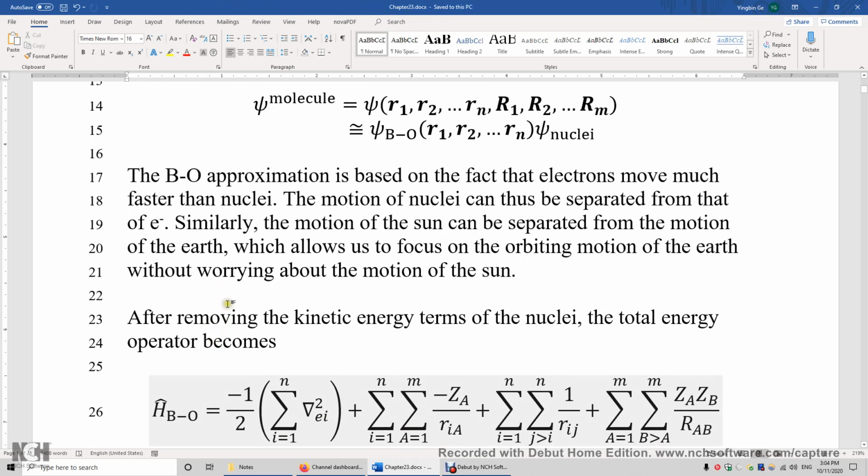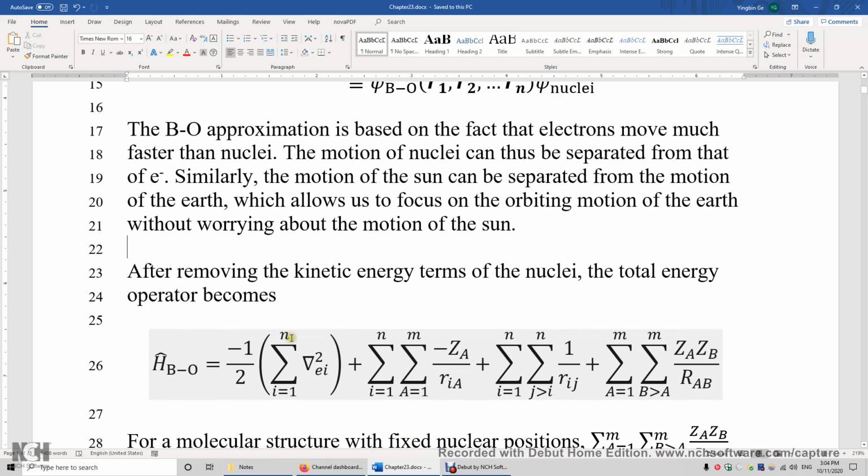So now let's remove the kinetic energy terms of the nuclei. And then the total energy operator becomes this. This is the Born-Oppenheimer Hamiltonian. You have the kinetic energy of all electrons. You have the attraction terms. Pay attention to this negative Z sub A here. Attraction is negative. Z sub A is the number of protons in nucleus A.